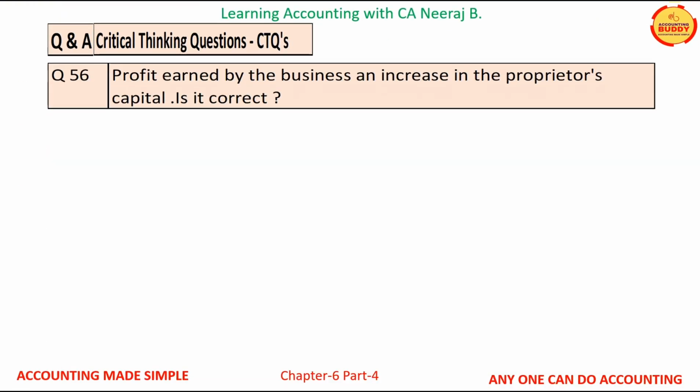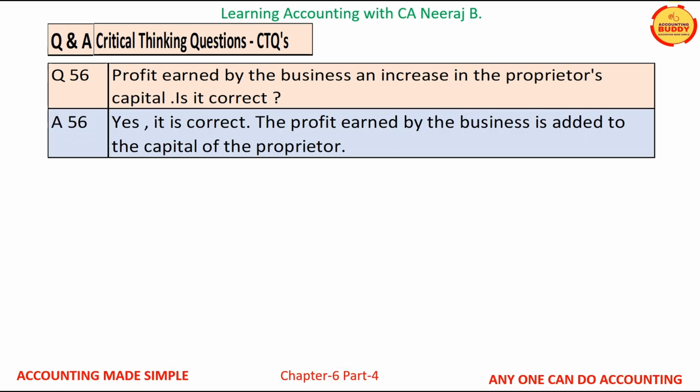Question number 56 is, profit earned by the business and increase in the proprietor's capital. Is it correct? The answer is yes, it is correct. The profit earned by the business is added to the capital of the proprietor.